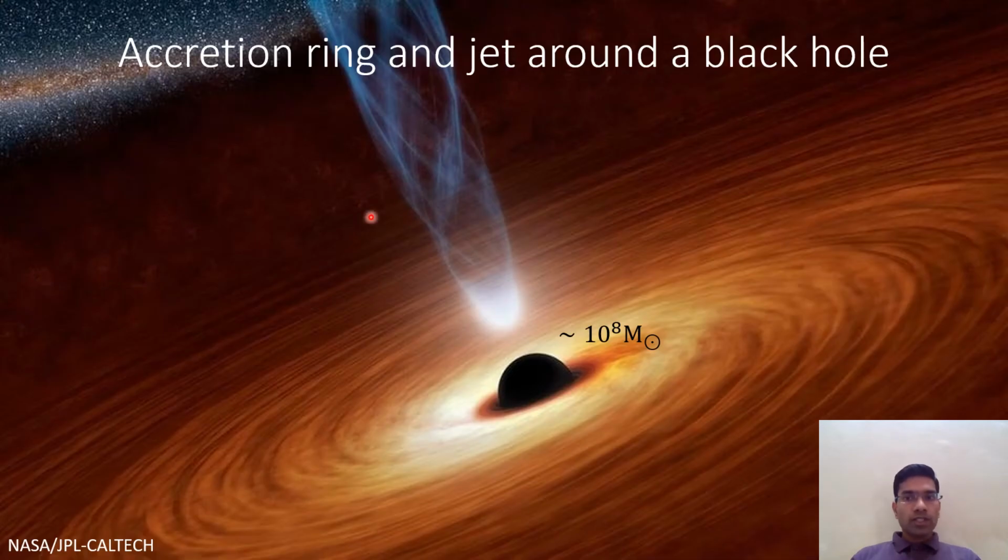Let us now consider a completely different class of primordial black holes, which are the supermassive ones. So these black holes have masses of the order of 10 to the 8 solar masses, and this figure that you see is an artistic impression which shows a supermassive black hole sitting at the center and accretes matter around it. And these accreting primordial black holes are thought to produce strong electromagnetic emission in form of jets.